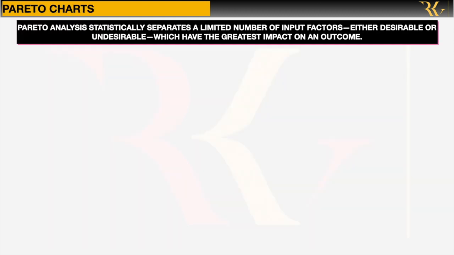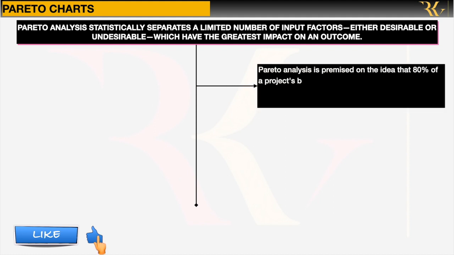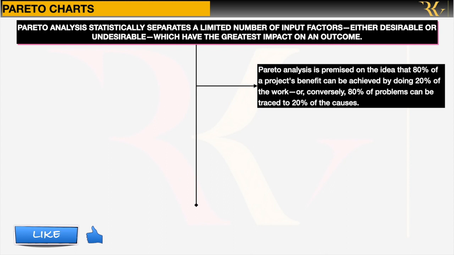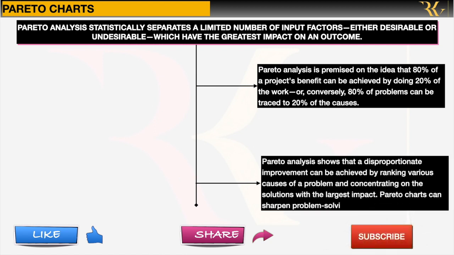Pareto analysis statistically separates a limited number of input factors, either desirable or undesirable, which have the greatest impact on an outcome. Pareto analysis is premised on the idea that 80% of a project's benefit can be achieved by doing 20% of the work, or conversely, 80% of problems can be traced to 20% of the causes. Pareto analysis shows that a disproportionate improvement can be achieved by ranking various causes of a problem and concentrating on the solutions with the largest impact.